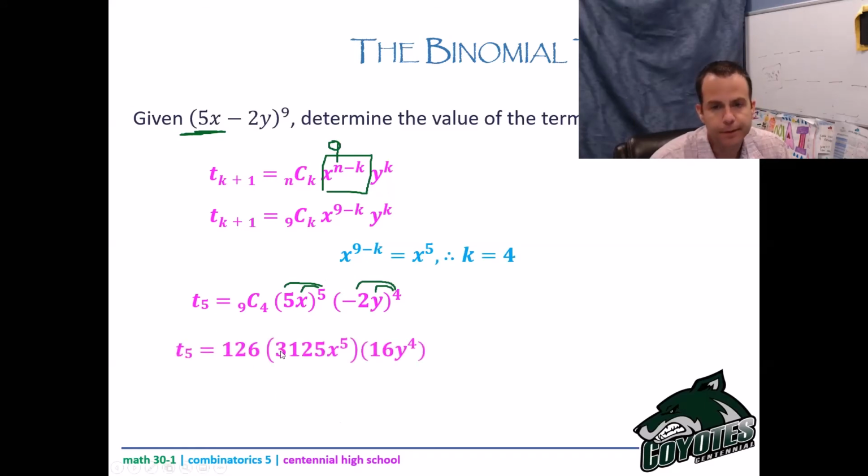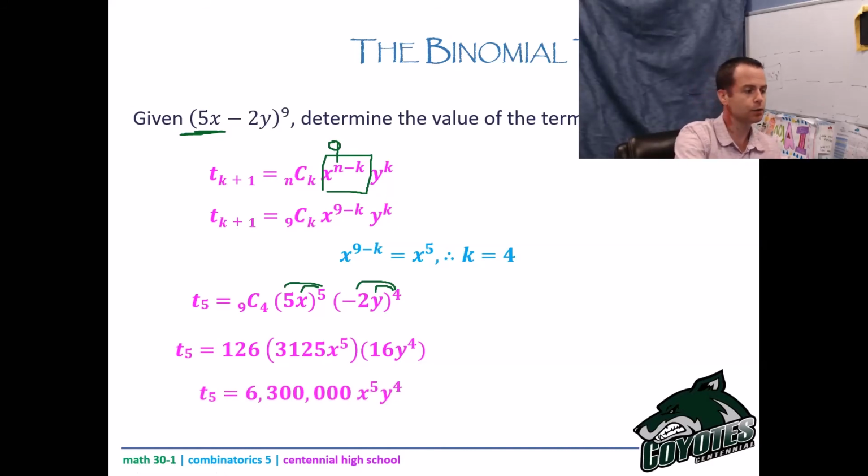5 to the 5 is 3,125. X to the 5, negative 2 all to the 4 would give me positive 16. Y to the 4. And then I just multiply the numbers together. Okay, so final answer is 6,300,000 x to the 5, y to the 4. Don't get worried about large answers here. Okay, good job.